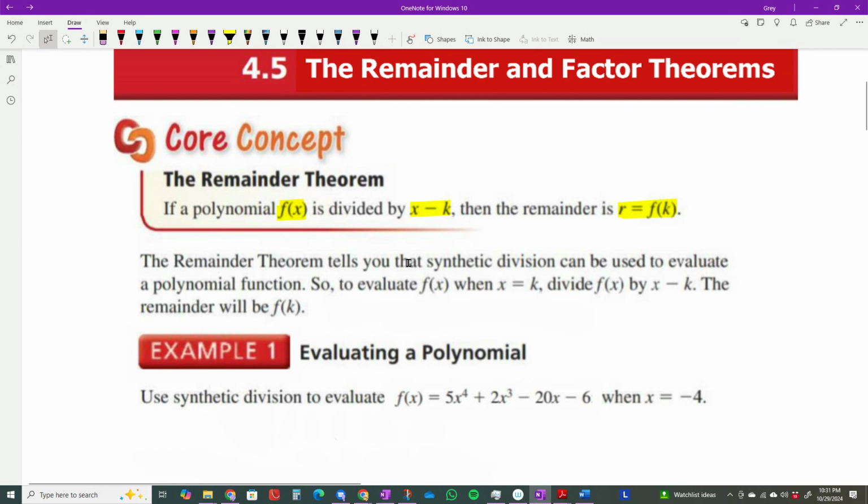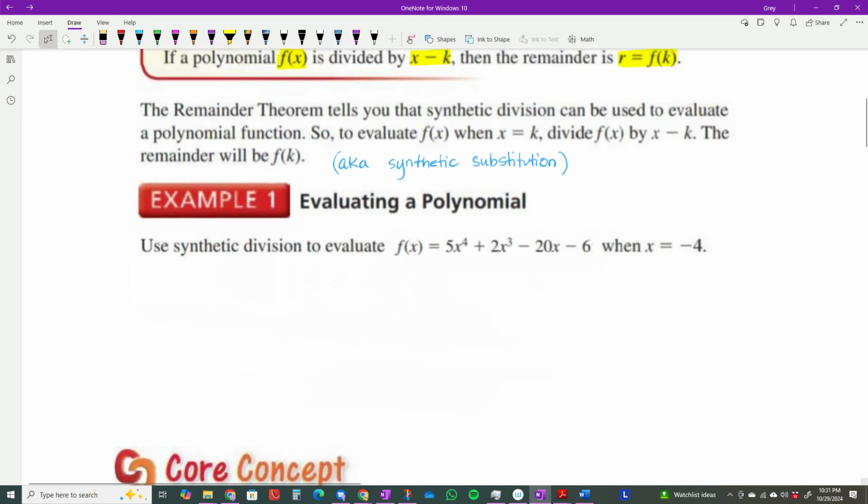So the point of that is to let you know that when you use synthetic division to evaluate a polynomial, that is also referred to as synthetic substitution. So you just need to be familiar with that because it's not a hard process. I know y'all know that. So let's just make sure you know what the directions are asking you. So look at this one.